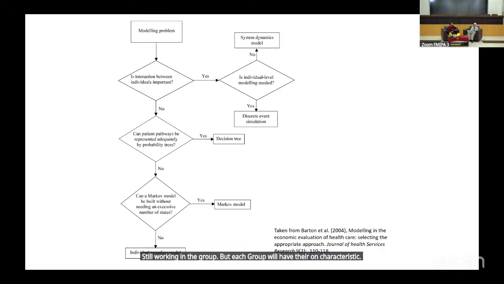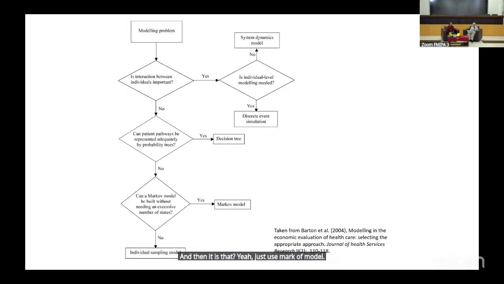Still working in a group, but each group will have their own characteristics. So if the interaction is not important, then you ask again: can the patient pathway be represented adequately by a probability tree? If yes, decision tree. If not, you ask again: can a Markov model be built without needing an excessive number of states? Like earlier, simple. And if yes, then just use a Markov model.